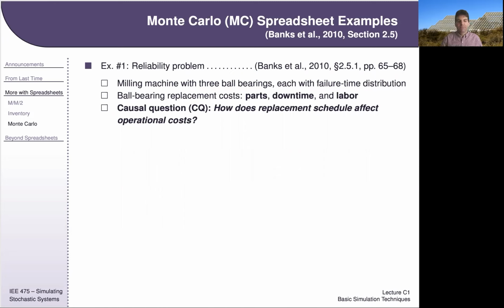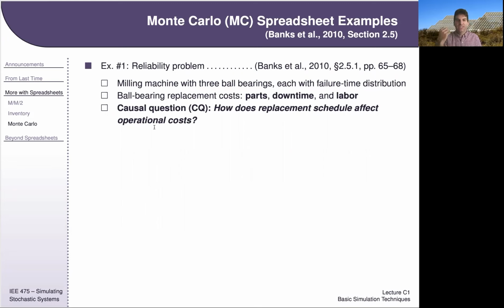And so we are then interested in, when do we replace the ball bearings? Do we wait for the failures? If we get a failure, do we replace them all at once? Do we replace them ahead of time, assuming that there might be failures in the future? How we make up our minds is going to depend on how much the ball bearings cost, how quickly we can replace them, and how expensive the labor is going to be. So how does the replacement schedule affect our total operational costs?